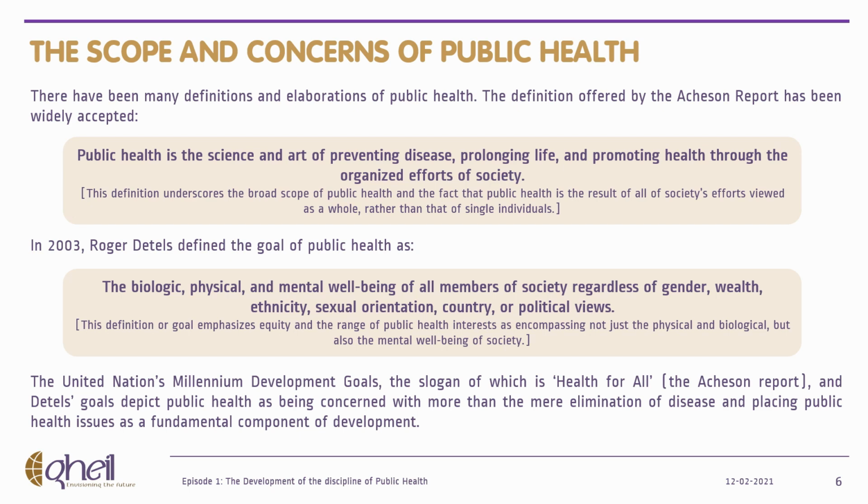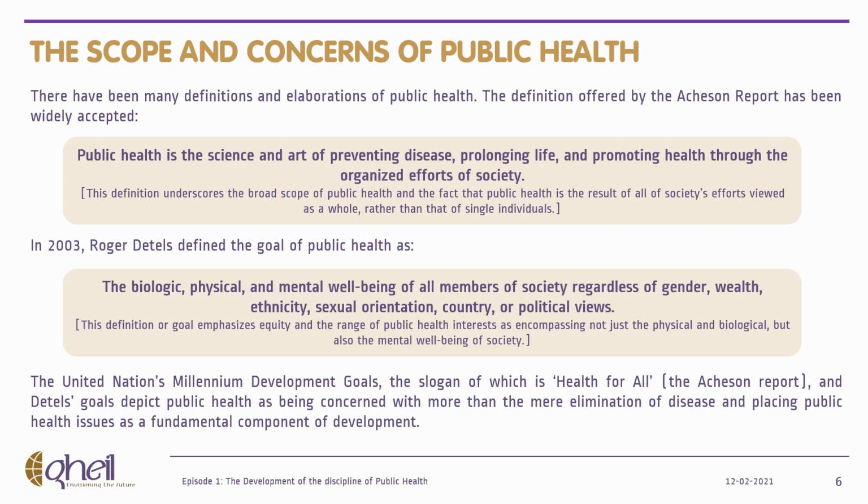The scope and concerns of public health. There have been many definitions and elaborations of public health. The definition offered by the Acheson report has been widely accepted. Public health is the science and art of preventing disease, prolonging life, and promoting health through the organized efforts of society. This definition underscores the broad scope of public health and the fact that public health is the result of all of society's efforts viewed as a whole, rather than that of single individuals.